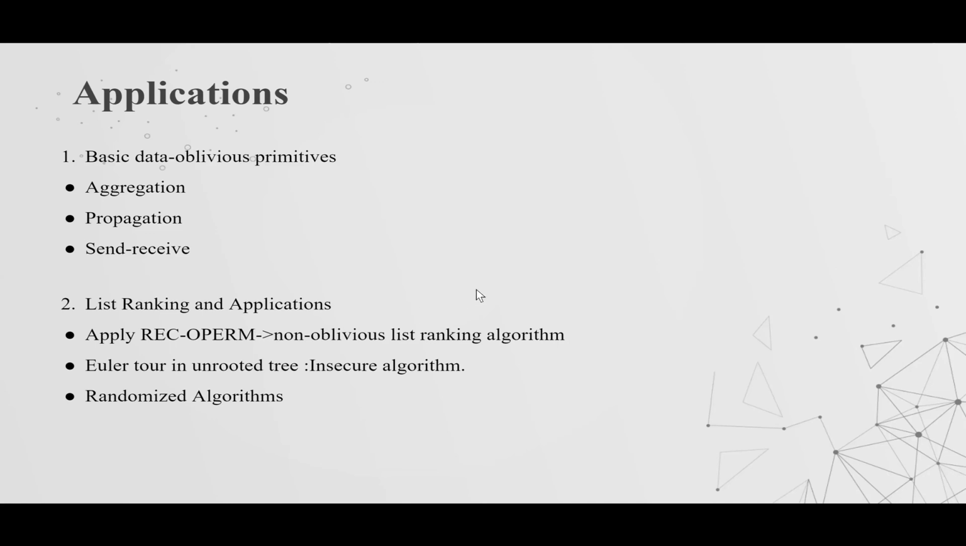Second, list ranking and applications. In this, the author first randomly permutes the input array and then applies a non-oblivious list ranking algorithm. For the Euler tour in an unrooted tree, they use the insecure algorithm from previous work, which reduces the problem to list ranking. The author uses randomized algorithms because they have used randomized sorting algorithms.